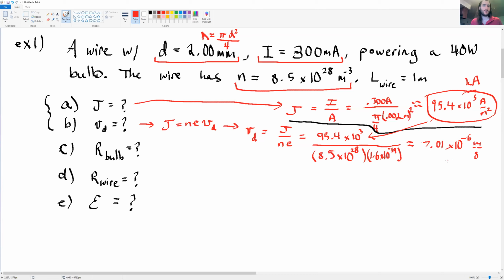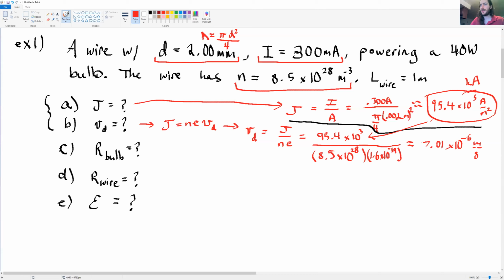The reason it's even smaller is we have a very small current in a very large wire. The wire has 2 millimeters diameter, which is very big for a wire, and 300 milliamps is a very small amount of current for such a large wire. And so that's why we've got this micrometers per second drift velocity. It's a very small drift velocity. So always try to think about that. Try to think about the physical dimensions of what you have, right? What is actually going on in the problem: a small current for a big wire, and the material is some very conductive material here, so small drift velocities.